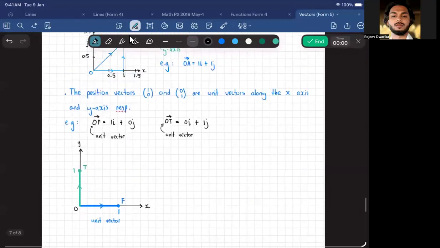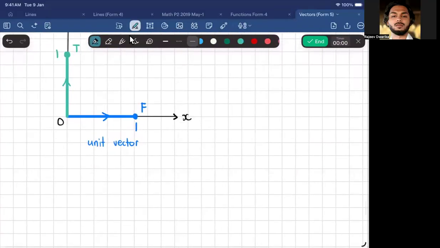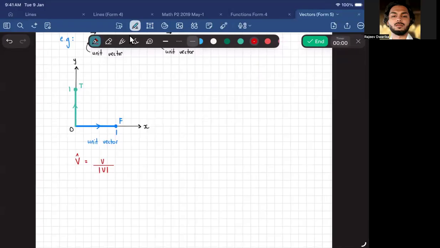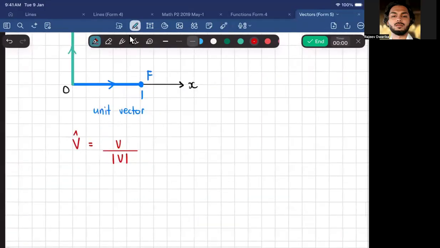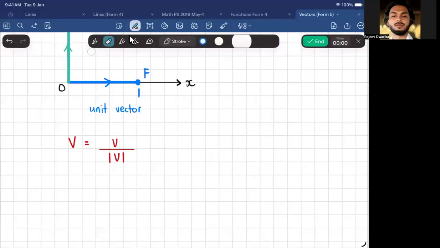So the main formula you need to know for a unit vector is this. If I want to find the unit vector, it's simply the vector divided by the magnitude of the vector. And we know how to find the magnitude, so it shouldn't be hard. I just want to do one question, and next class we will look at this in more detail.